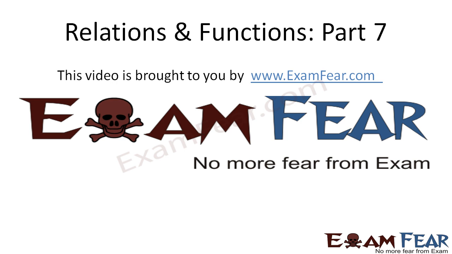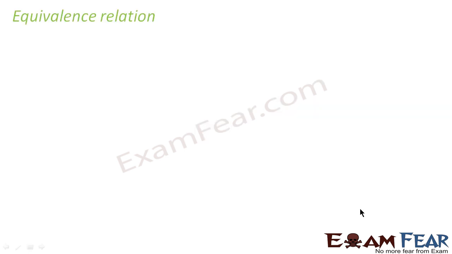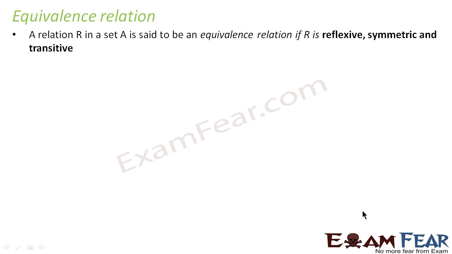Before watching this video, please make sure that you have watched part 1 to part 6. After understanding reflexive, transitive and symmetric relation, let's understand equivalence relation. What is equivalence relation? Equivalence relation is nothing but a relation which is reflexive, symmetric and transitive. So if a relationship has all these three properties, then that relation is called equivalence relation. Please note, for a relation to be equivalence, that relation should be reflexive, symmetric and transitive.